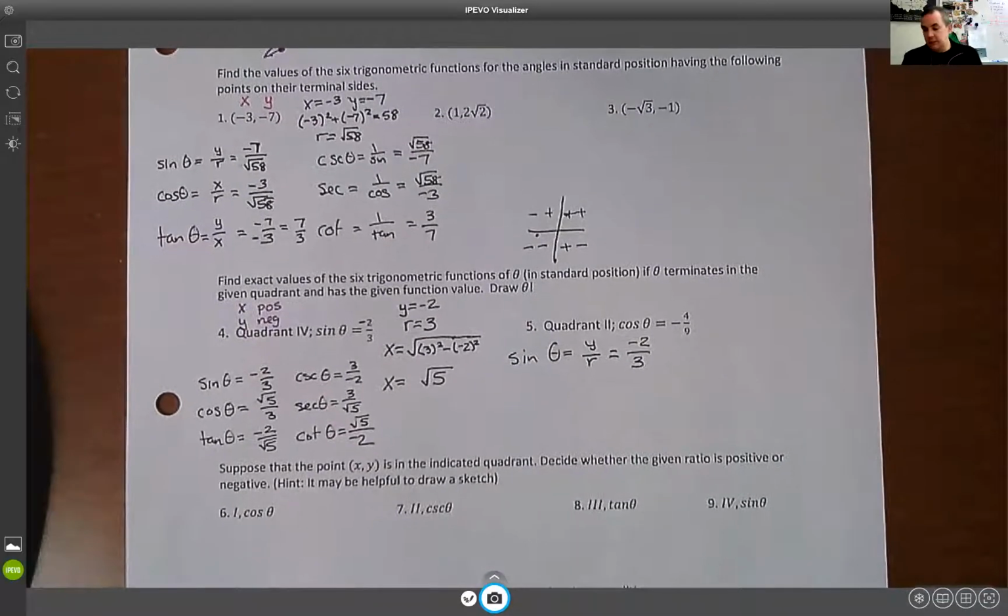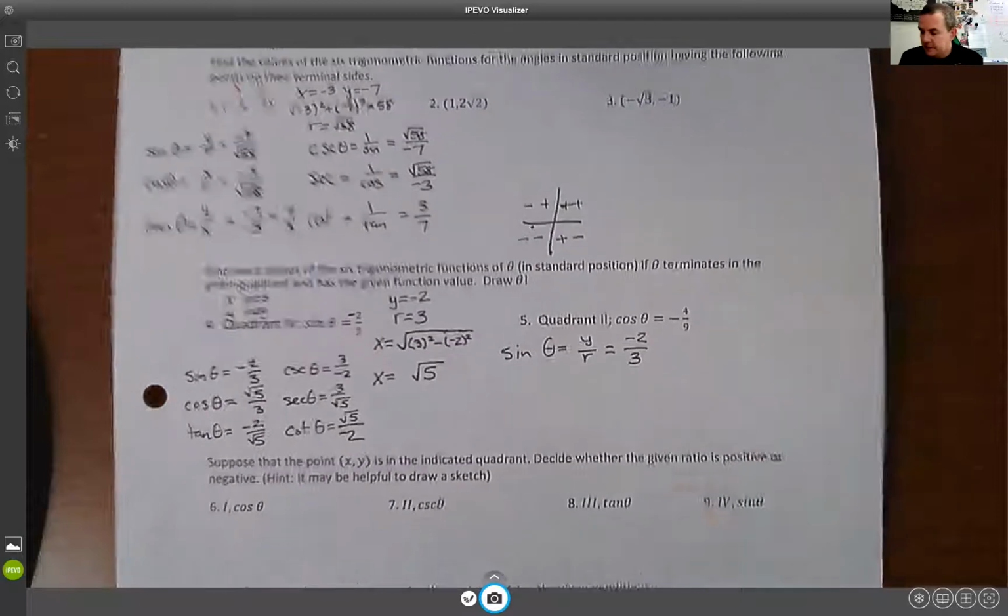That's the next one. Again, one more that you can try on.